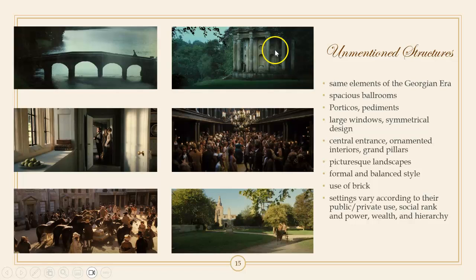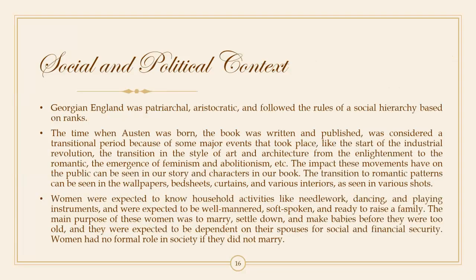This was one of the, I'm guessing it's like a chapel or something, but it still follows the same balanced symmetrical style with the use of brick, pediments, and columns, as we've been seeing in all other structures throughout the story. These architectural settings matter because Georgian England was patriarchal and aristocratic, as I've mentioned before.